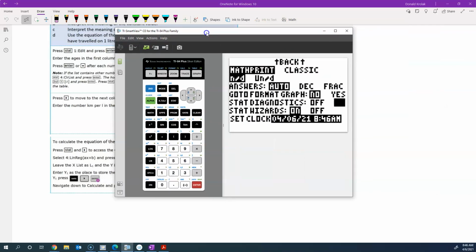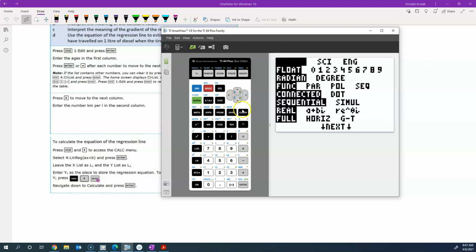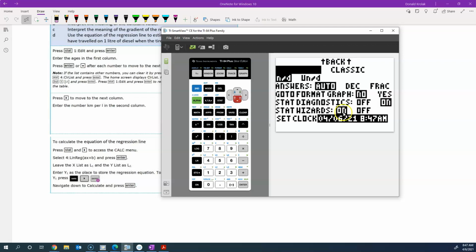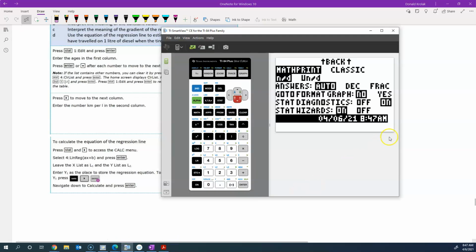All right, so the first thing you got to do is turn on your diagnostics. So I press mode, and then you just keep going down to the next page, and when you get to stat or the diagnostics, highlight that. All right.